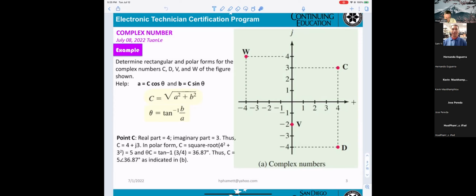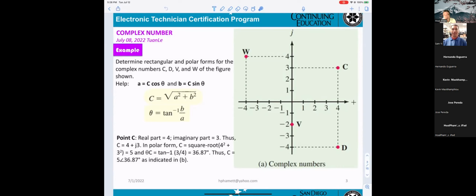Okay, for example, you can see A will be C cosine theta and B will be C sine theta, and C will be the square root of A square plus B square, and theta will be arctan B divided by A. That's what we already did yesterday. You are converting from rectangular to the phasor.